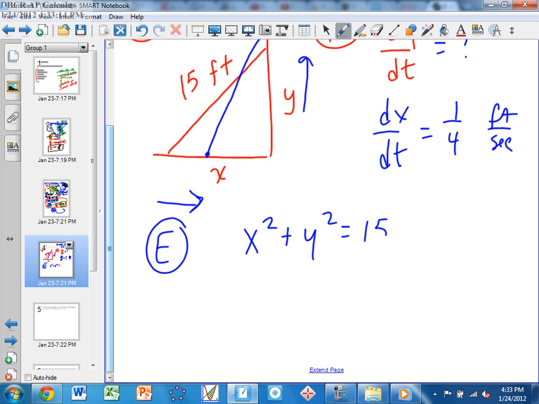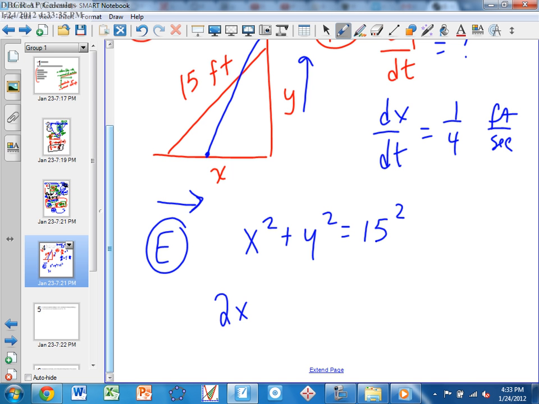Now, it looks for a second like, all right, it's getting pretty easy. It's not that hard. What's the next step after the equation? Differentiate. Okay, so if I take the derivative, now be careful. We're still taking the derivative with respect to time, so we always have to put on the dt at the end of that thing. So what's the derivative of x squared?